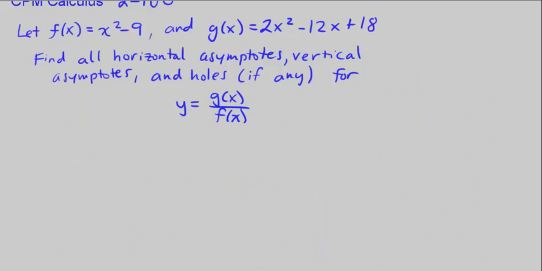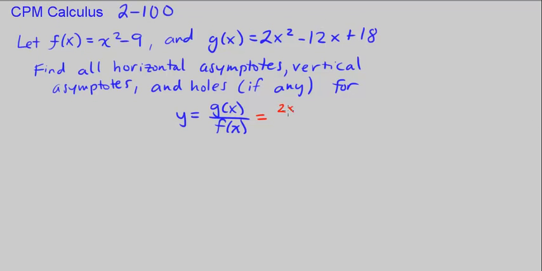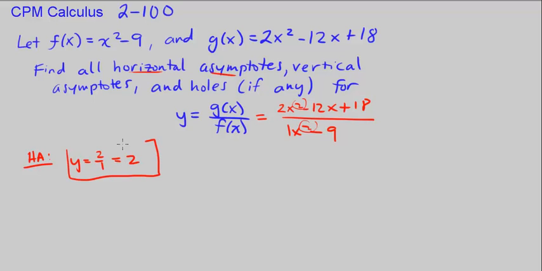Okay, so instead of y is f over g, now y is g over f. So let's clear that away and start by just plugging that in. We substitute g of x is 2x squared minus 12x plus 18 over f of x is x squared minus 9. First we're going to look at horizontal asymptotes. Remember, for that we look at the biggest power. Since they're the same, we just take the ratio. So we have a horizontal asymptote at y equals 2 over 1, because that's an implicit invisible 1, which is y equals 2.